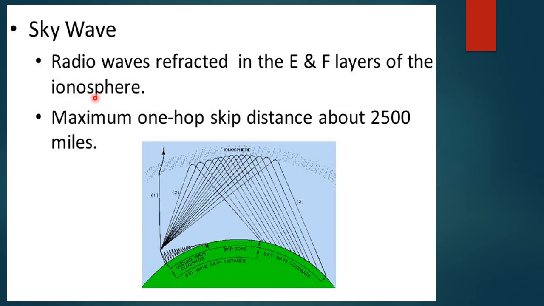So ito yung sinasabi ko na skywave: radio waves refracted in the E and F layers of the ionosphere, maximum one hop skip distance about 2,500 miles. So dito, ang sinasabi natin kanina na skip zone is this one. From this point, kung asan nagkaroon ng sender, until this point, kung asan yung receiver natin, ang tawag natin dito, from this distance until this distance is your skip zone.